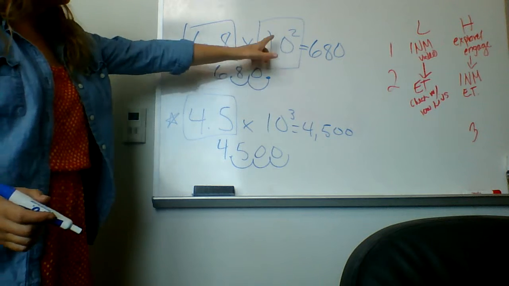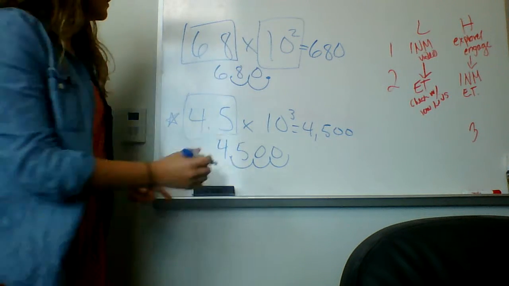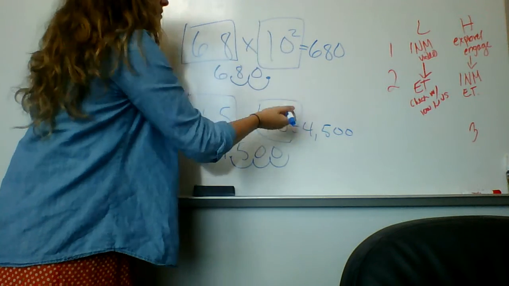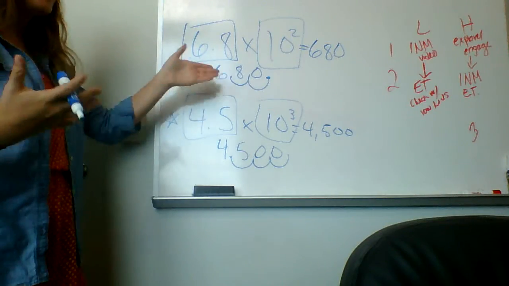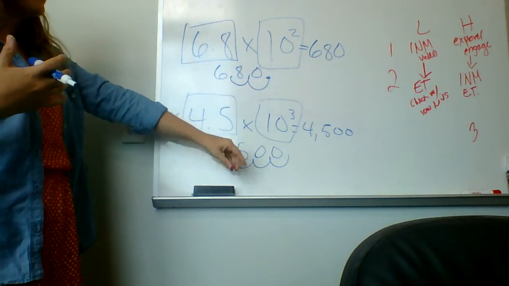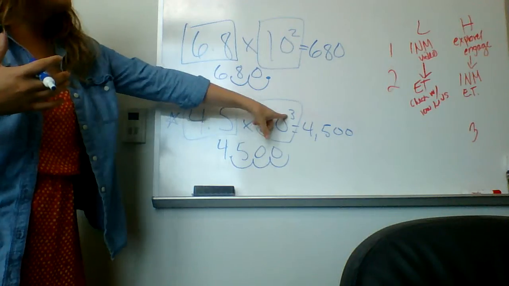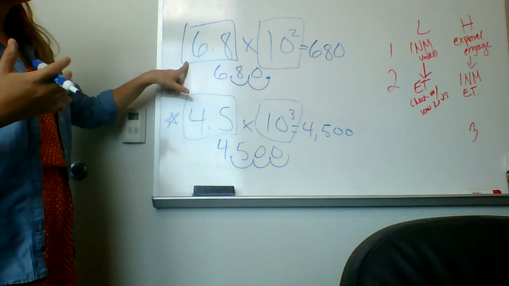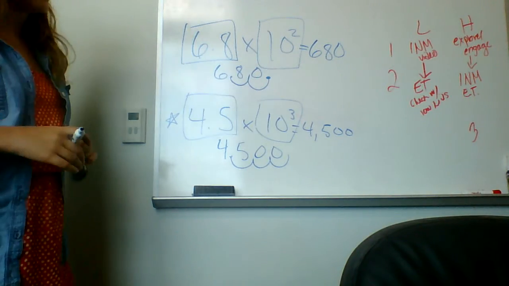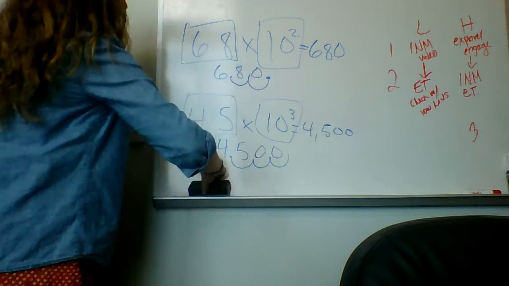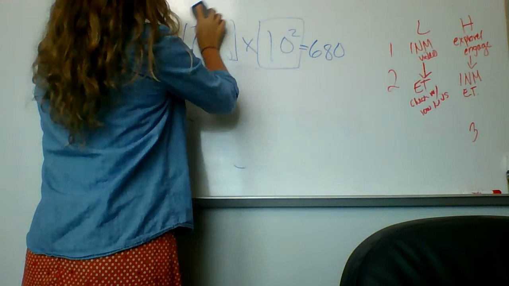We're multiplying this by 10 to the second power. This one is 10 to the third power. 10 to the third power is greater. It's 10 times greater than 10 to the second power. So anything times 10 to the third power is going to be bigger than anything times 10 to the second power. Let's do another example.